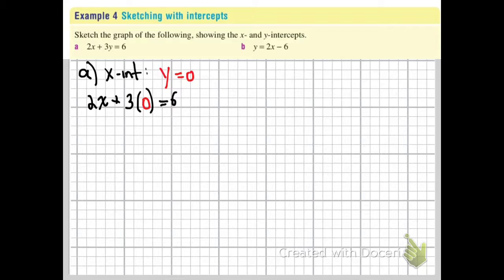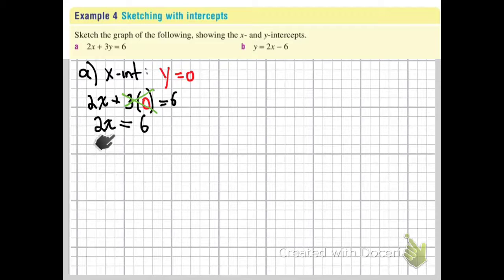So it's not too hard. The great thing about plugging in a 0 is that 0 times anything is 0, so we can just cross that out straight away and rewrite the equation without it. I'm just going to write 2x equals 6, because that's all that's left. 2x plus 0 is just 2x. So we have 2x equals 6, and we need to get x by itself.